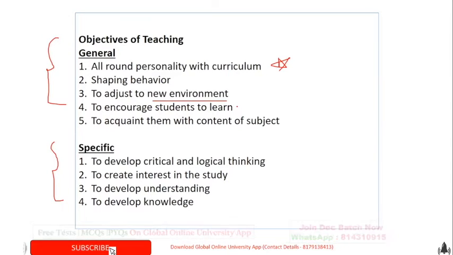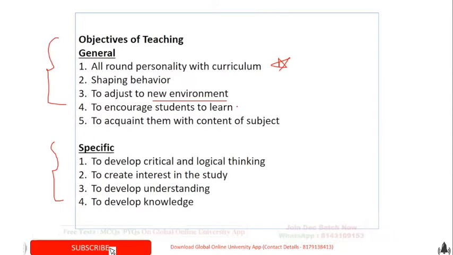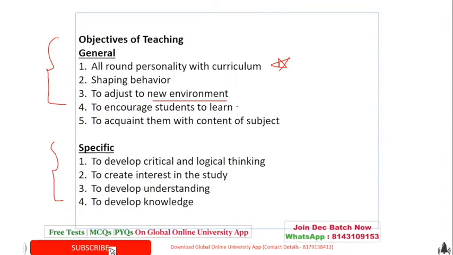Now you know that you have revised MCQs, you have learned and done so many MCQs. So how does it get connected to acquainting them with the content of knowledge, the content of the subject, that is, the subject mastery.